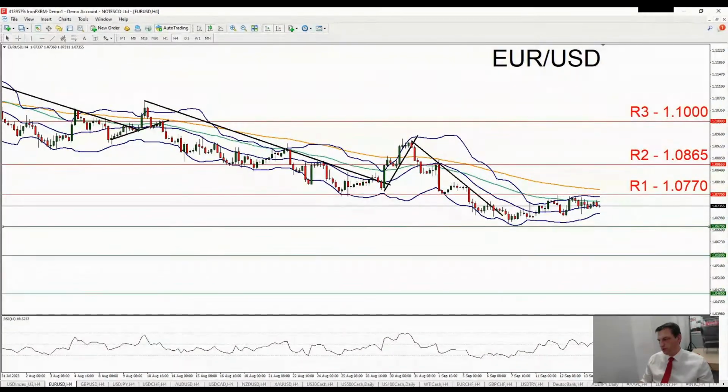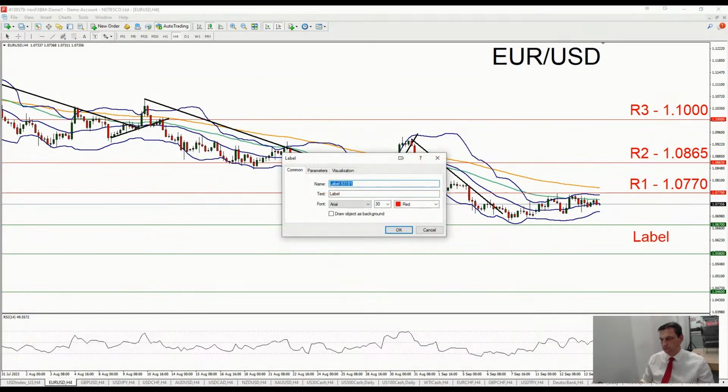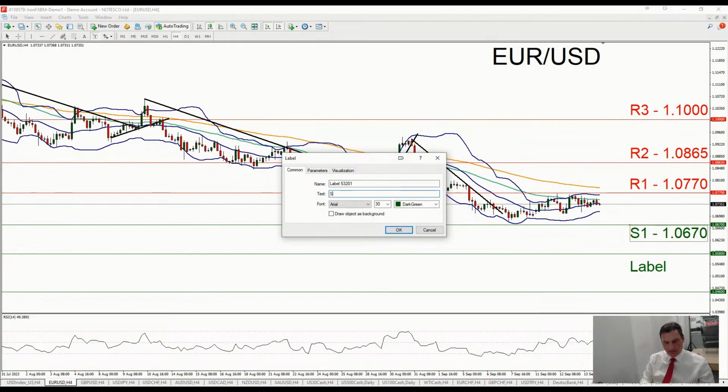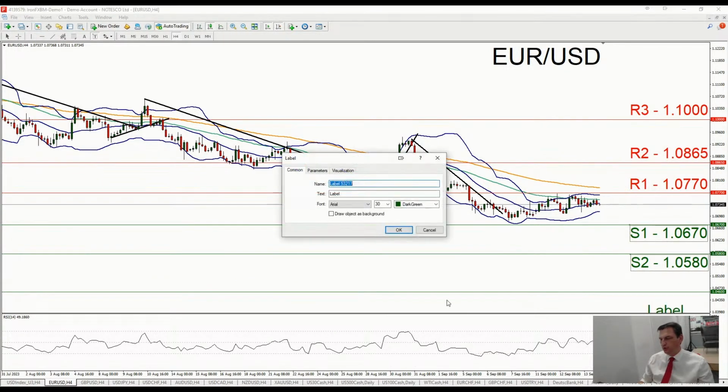First support line at 1.0670. Second support line at 1.0580. And third support line at 1.0460.